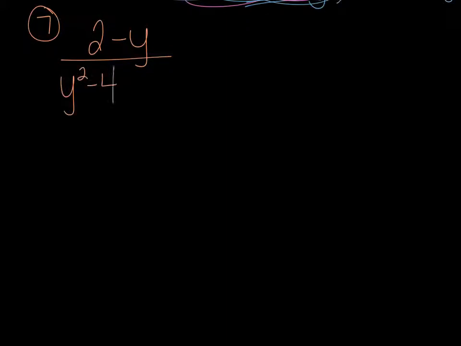Okay, last one, and this one's going to be just a little different than the other ones. This one, let's say we have 2 minus y over y squared minus 4y plus 4. First thing, can I factor the numerator? Nope, it's already factored. So it's going to stay at 2 minus y. What about the denominator? Can that be factored?